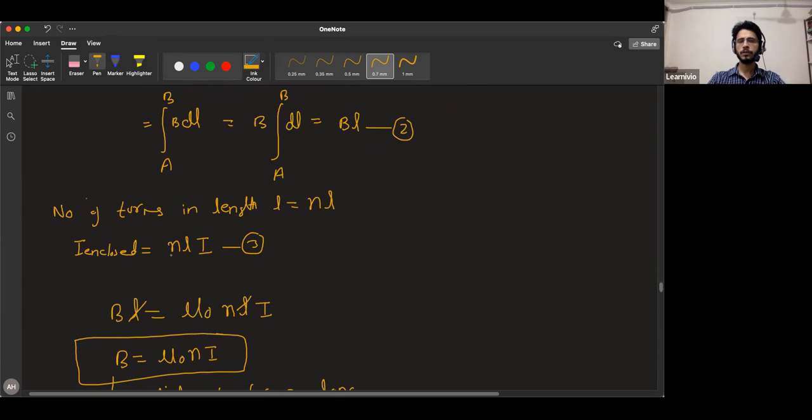No, because n is the number of turns per unit length and this is length. So meter inverse and meter. Number of turns has no unit. This is meter inverse, and L is meter.